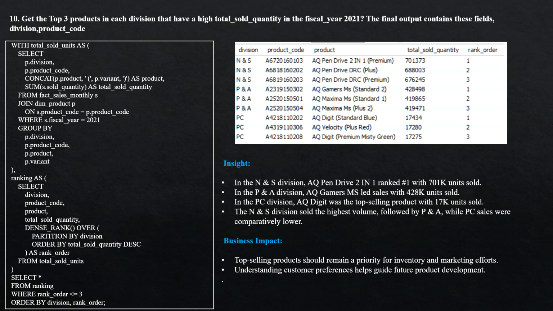In business impact, top selling products should remain a priority for inventory and marketing efforts, and understanding customer preference helps guide future product development. P&A is peripherals and accessories, and N&S is networking and storage, and PC, you can say personal computers.